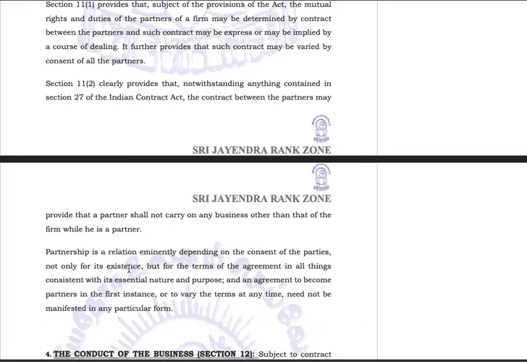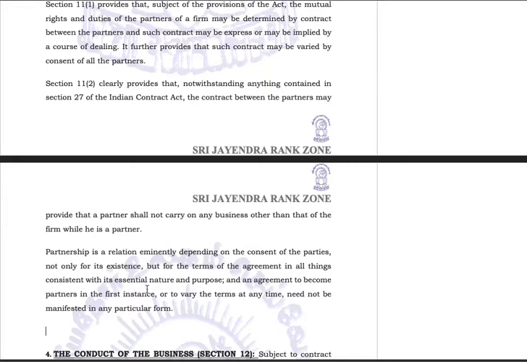Partnership is a relation eminently depending on the consent of the parties. Because partnership is a very closed unit in which four or five people come together, a lot of things in a partnership depend on the consent of the partners. It is not like a company in which there are 1,000 shareholders and only four or five board of director members sit and make decisions. Here decisions are made by all the parties interested. Three or four people sit together and take decisions for themselves, not only for its existence but for the terms of the agreement, in all things consistent with its essential nature and purpose.